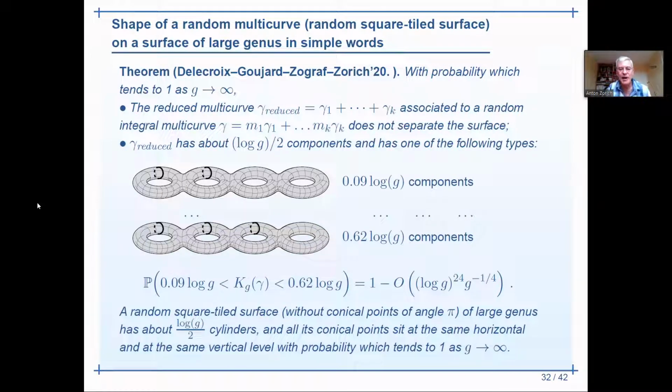To simplify the story, I'm now considering only one parameter, the genus g, which tends to infinity. I assume that there are no cusps, as on the picture. I assume that there are no corners of our square-tiled surface with cone angle pi. So in terms of associated quadratic differential, I consider only holomorphic quadratic differentials. So no marked points on the surface. So all conical points of my square-tiled surface sit at the very same horizontal layer and on the very same vertical layer. So it's sort of opposite to Morse theory. There's a single critical layer, horizontal and vertical.